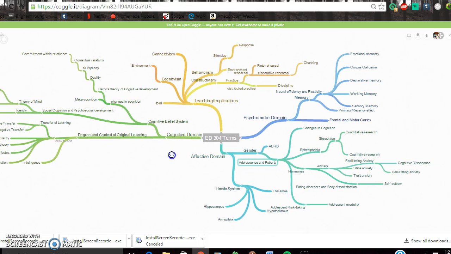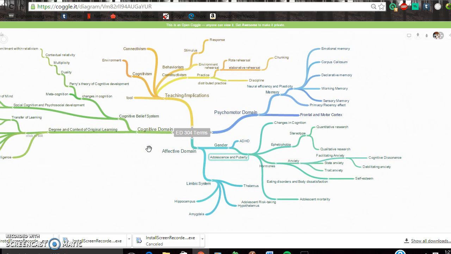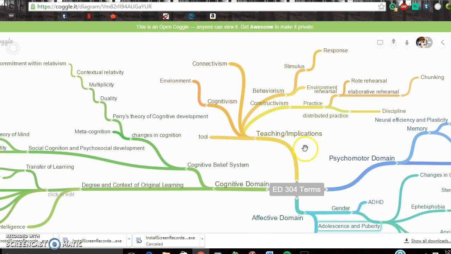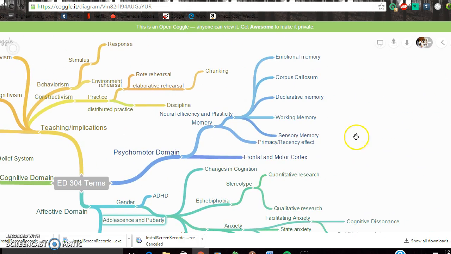Alrighty, so here is my ED304 terms concept map. We'll go ahead and start with my first little branch here, which is the psychomotor domain.